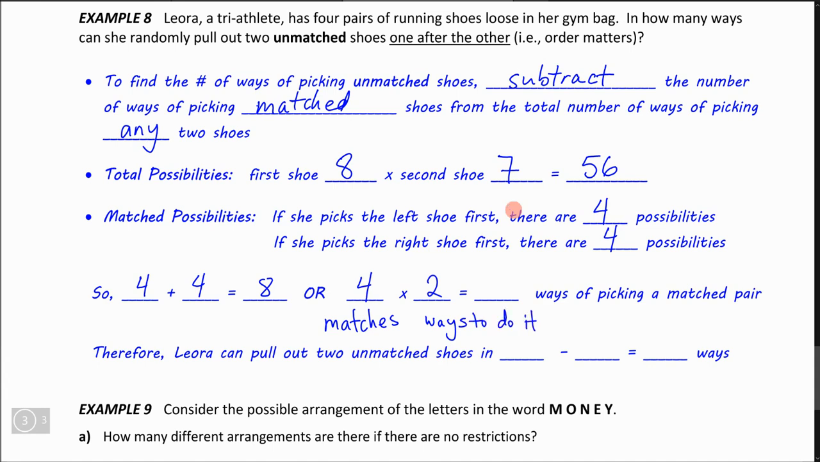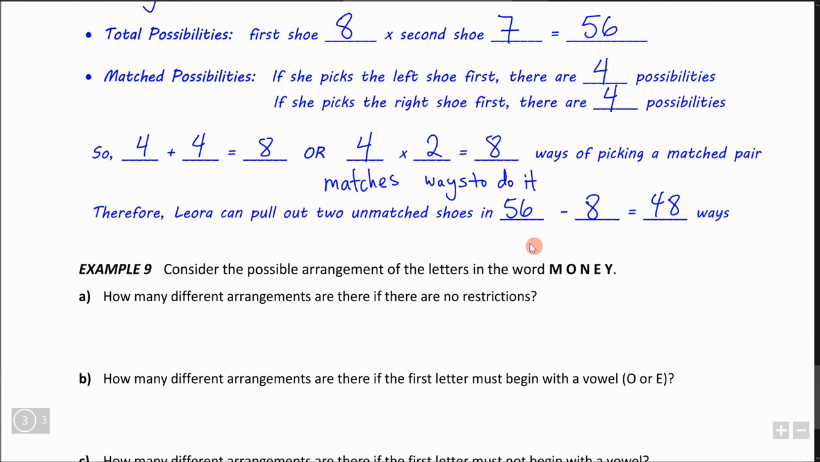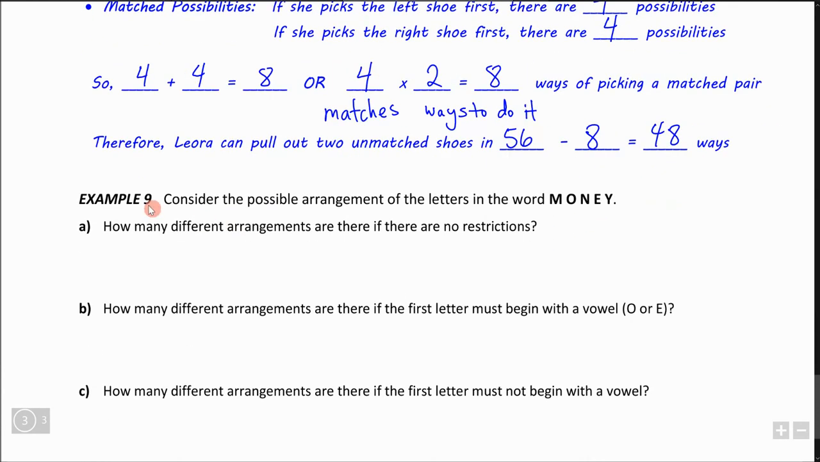Because there are 4 matching pairs of shoes, and there are 2 ways to do it for each one, to pick a matching pair of shoes. So that equals 8. So 8 ways of picking a matched pair. So out of 56 total possible outcomes, there are 8 ways of picking a matched pair. So therefore, Lyra can pull out 2 unmatched shoes in 56 minus the 8 ways to pick a matched pair. Well, that means 48 ways to pick an unmatched pair of shoes. It's kind of an indirect way of solving problems like this.